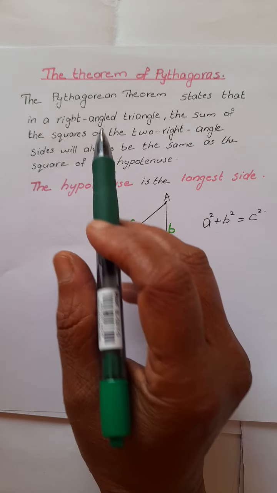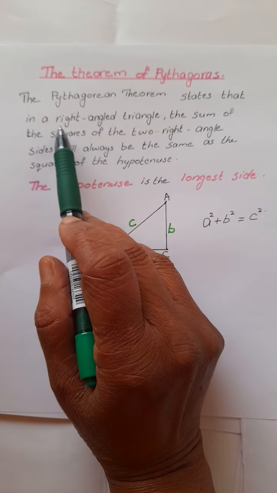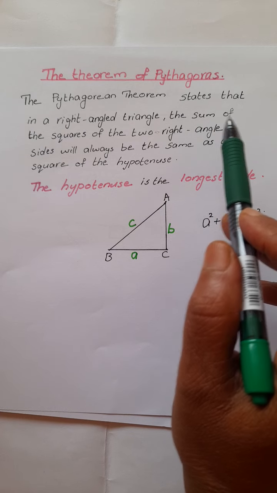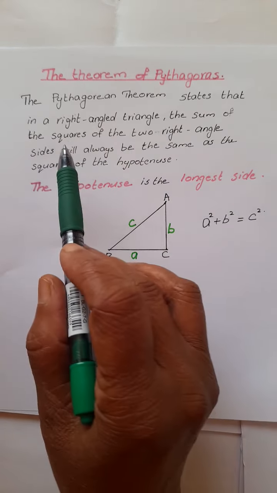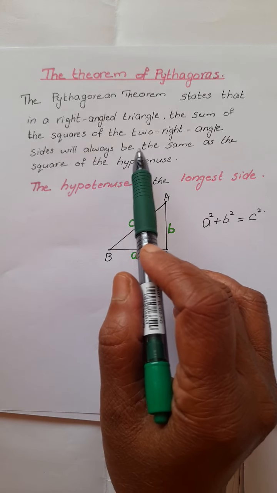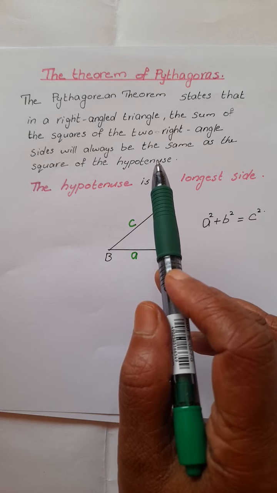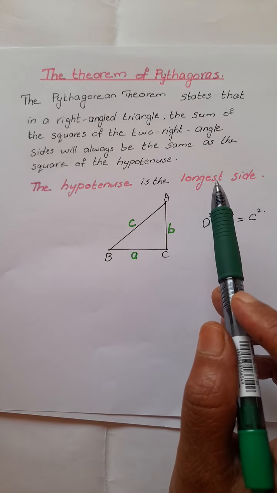So the Pythagorean theorem states that in a right angle triangle, the sum of the squares of the two right angle sides will always be the same as the square of the hypotenuse, and the hypotenuse is the longest side.